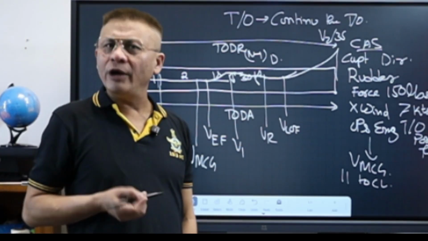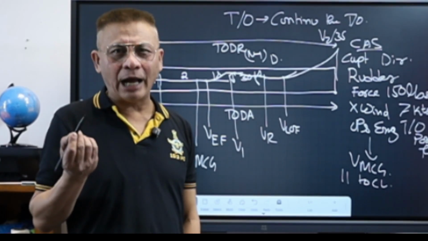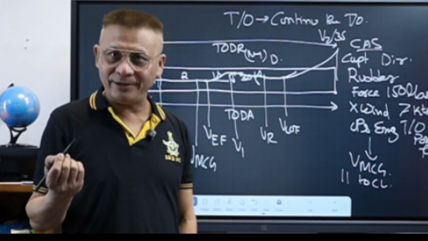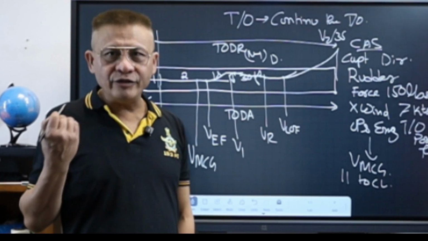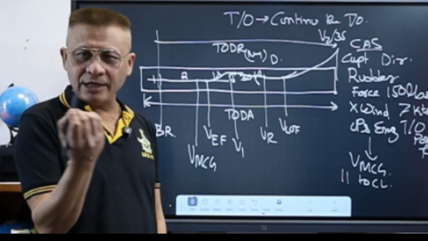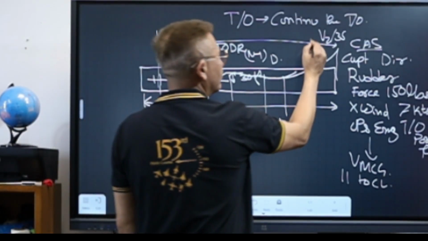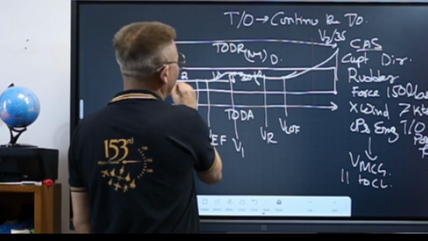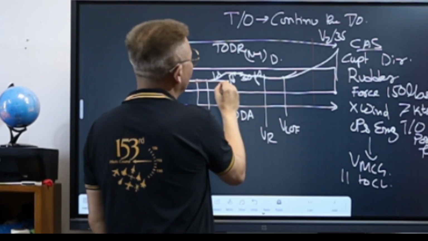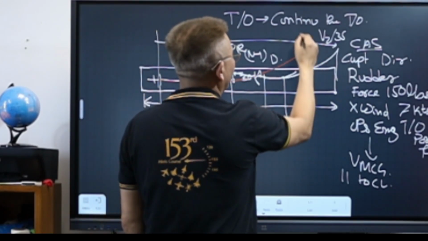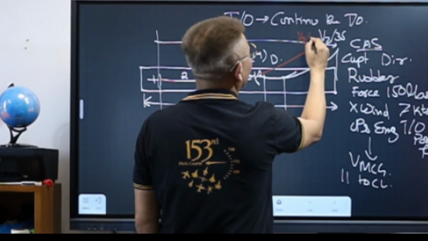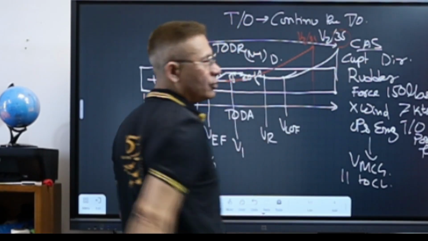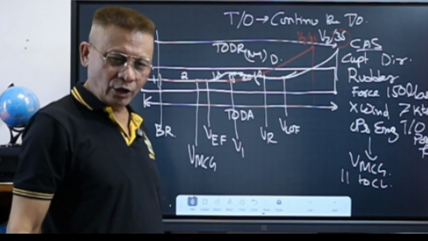If there is no engine failure, I will still get airborne and I will still reach V2 by 35 feet. That is in case of all engines operational. So obviously that will happen before this. Since I have got all engines operational, if I continue the takeoff, I will reach V2 by 35 feet before this place, which was considered using one engine inoperative.